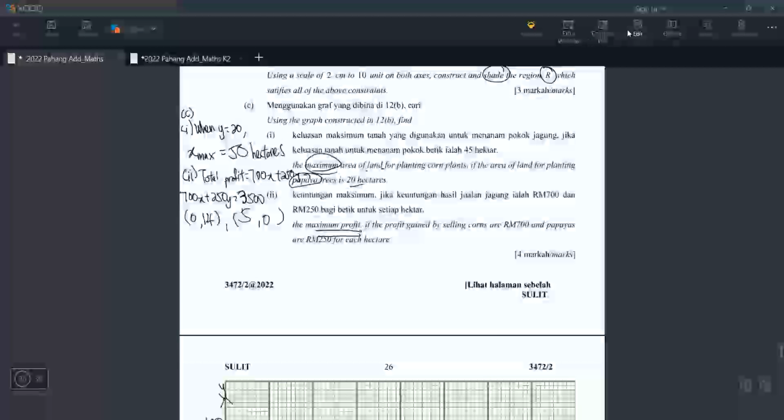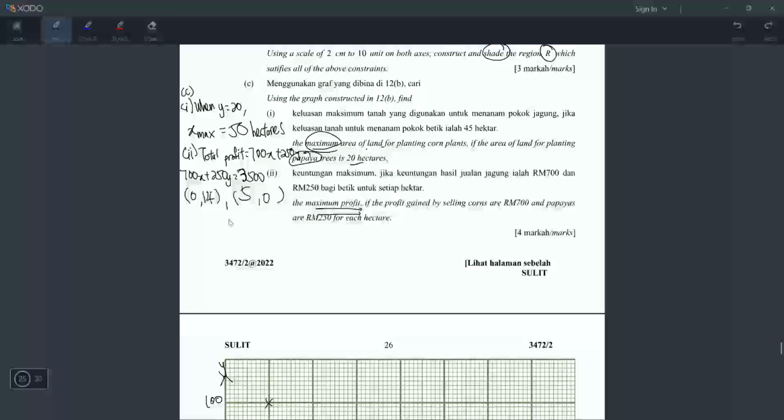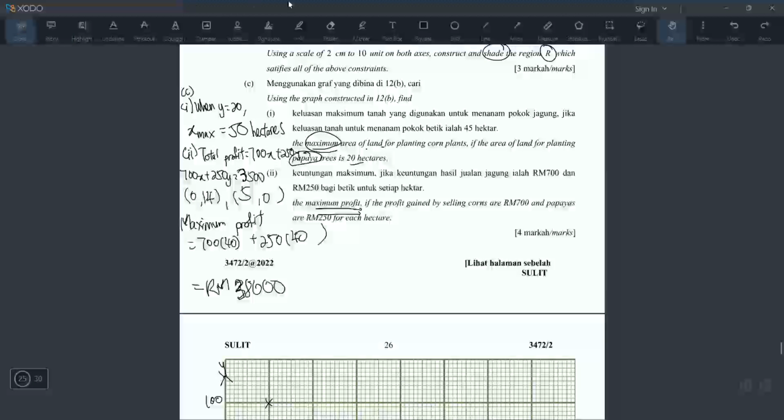Now I continue to find the maximum total profit. So maximum profit equals, okay, what is the total profit? 700x plus 250y. And I already looked at the vertex just now, it's 40, 40, right? So now if I press this, I should be able to get the answer. But make sure to write RM because it's profit. So 700 times 40 plus 250 times 40. 38,000. So this is the final answer, right? So I think finished already.